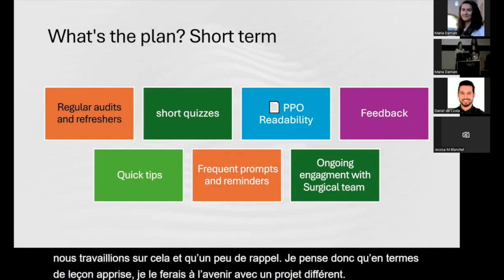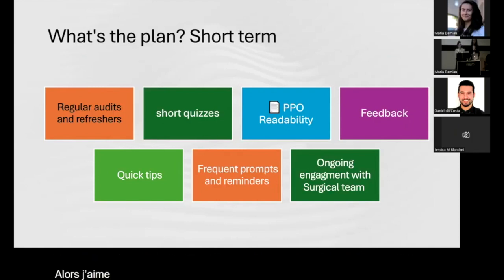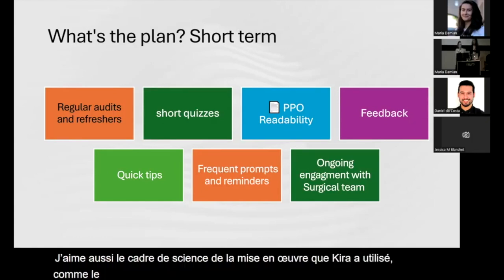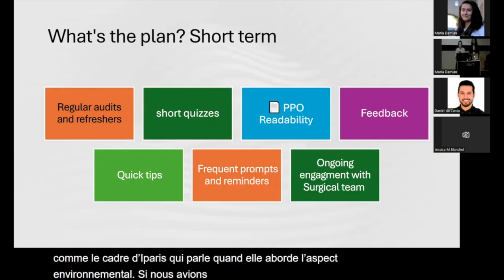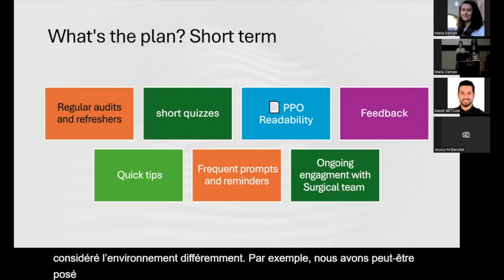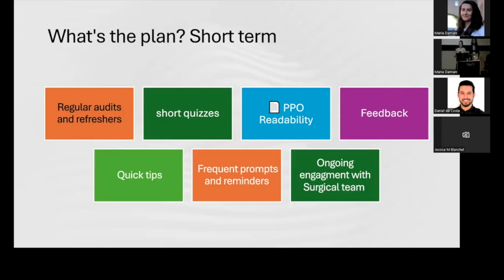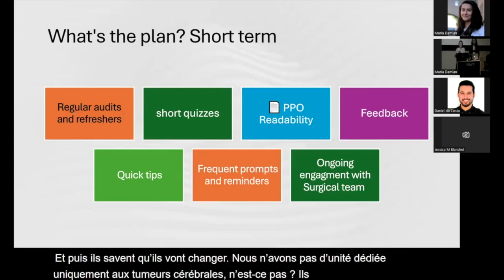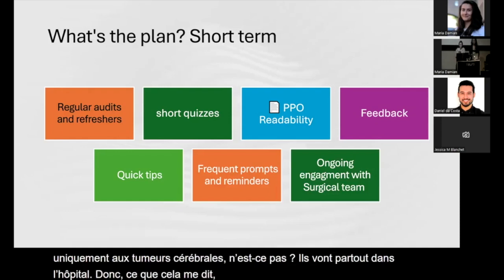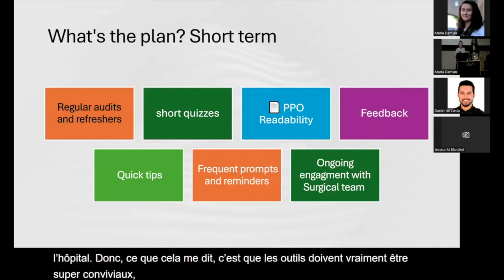So also, I love the implementation science framework that Kira used, like the IPARIS framework. When she goes over the environmental aspect of it, had we been using a framework like that, we might have considered the environment differently. For example, we may have asked the question, where are the patients actually going after surgery? We don't have a dedicated unit just for brain tumors, right? They're going all over the hospital. So what that tells me is that the tools really need to be super user-friendly, super easy, and super simple, because one individual nurse may not get a patient on the pathway all that often.